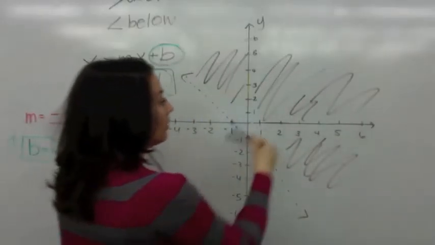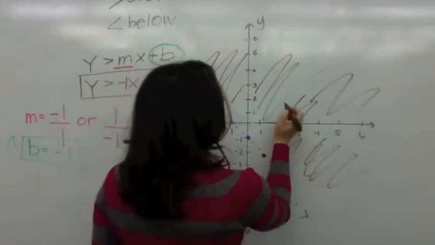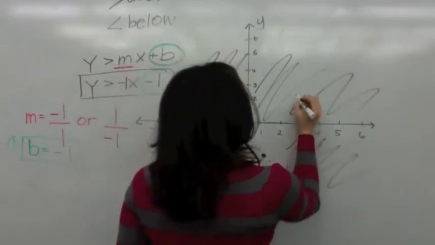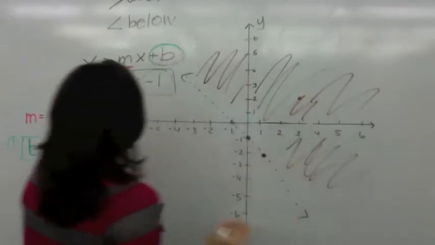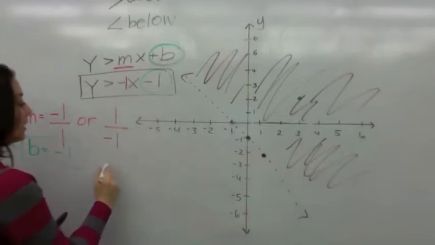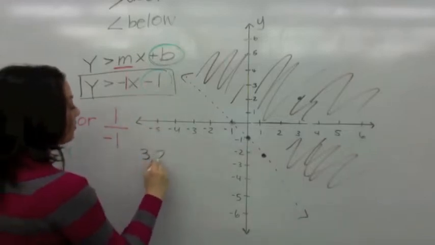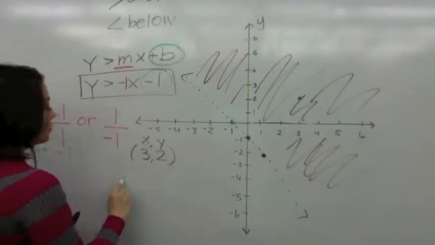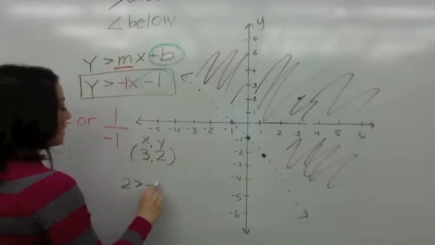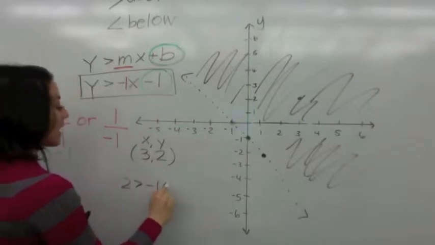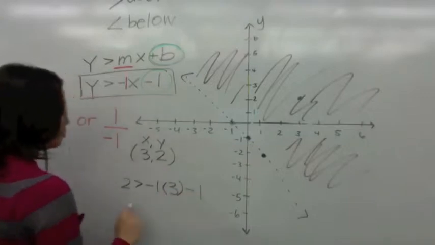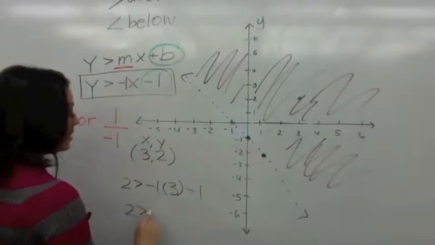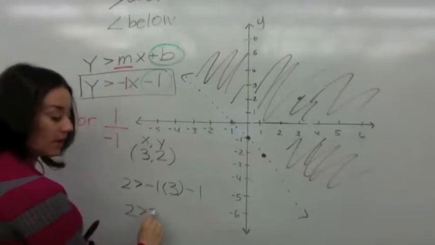Let's choose a really simple point. Why don't we choose 3, 2? So this is a point that's in the shaded region, 3, 2. And let's plug it into the linear inequality. If it's 3, 2, this is x and this is y. So we're going to plug in x and y. 2 is more than -1 times x, which is 3, minus 1. Let's see if that's true. Is 2 more than -1 times 3? -1 times 3 is -3.